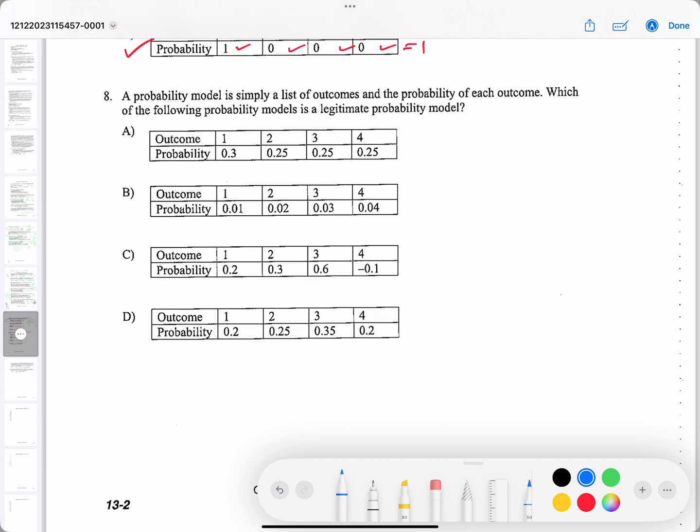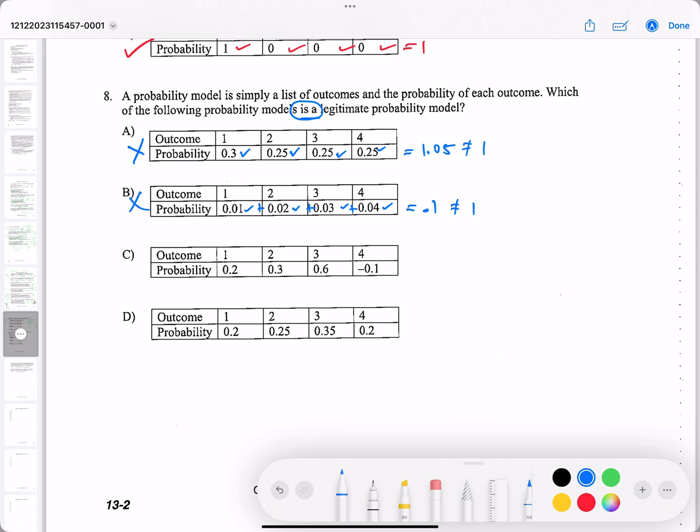A probability model is simply a list of outcomes and the probability of each outcome, which is legitimate. 0.3 plus 0.25 plus 0.25 plus 0.25 is 1.05. So that's over 100%. You can see each of these is valid here, but the total is not valid. 0.01 plus 0.02 plus 0.03 plus 0.04 is going to be 0.1, actually, not 1. Each one individually is valid, but the total is not equal to 1, so that's why it's not valid.